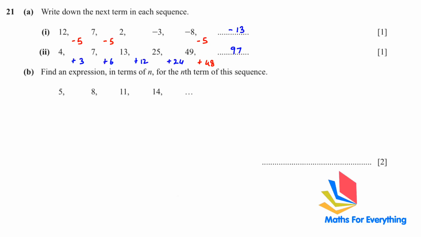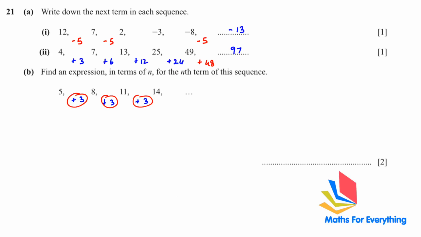Moving on to part B, we have to find the expression in terms of n for the nth term of this sequence. Let's check the difference. 5 plus 3 is 8. 8 plus 3 is 11, and 11 plus 3 is 14. So our difference is constant. Every single time we are adding 3.